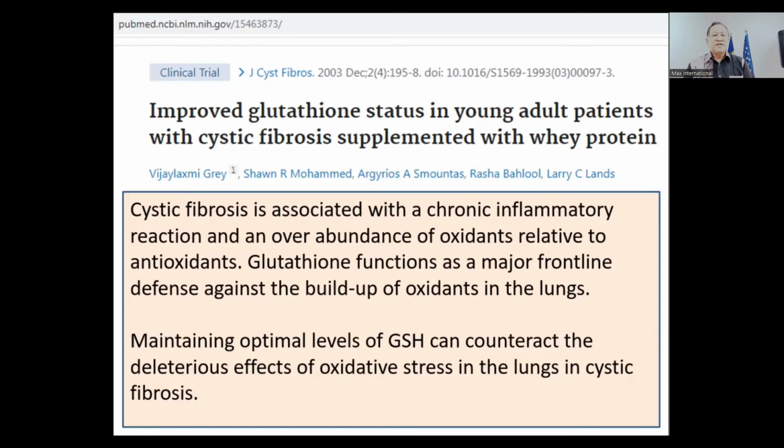Glutathione functions as a major frontline defense against the buildup of oxidants in the lungs. Oxidants also equals free radicals. So maintaining optimal levels of glutathione can counteract the deleterious effects of oxidative stress in the lungs in cystic fibrosis. This is long known, and boosting glutathione in various ways is one of the standard treatments for cystic fibrosis, and also a standard treatment for thick mucus in other conditions. Whenever you have thick mucus, you boost your glutathione, then the mucus will become less thick.